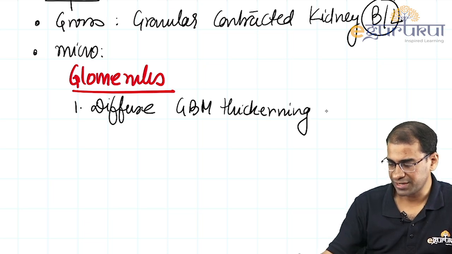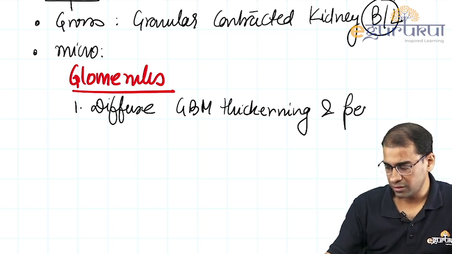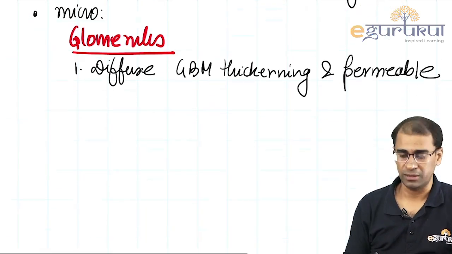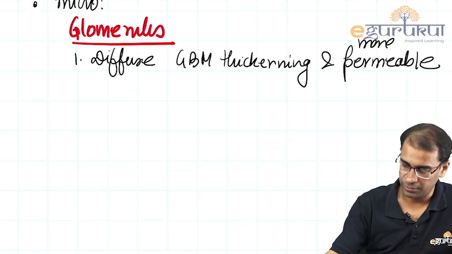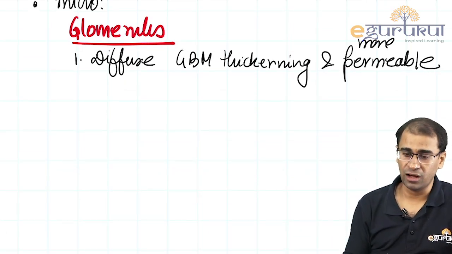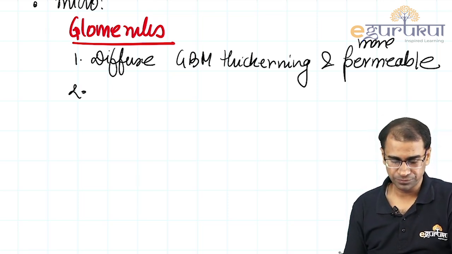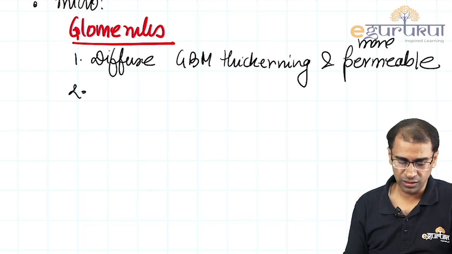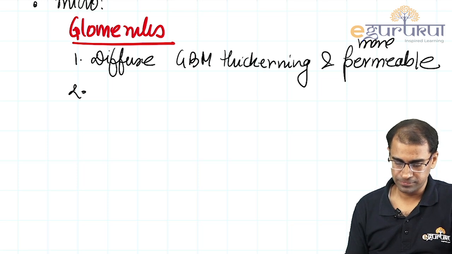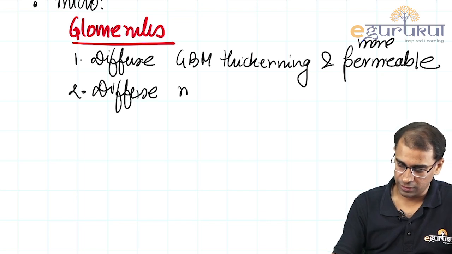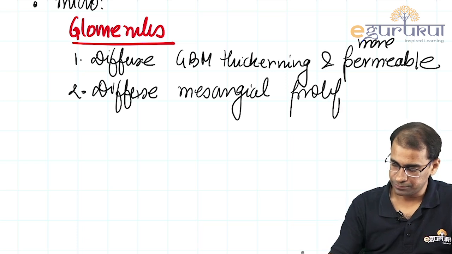Remember, even though it is thickened, it is still damaged and hence becomes more and more permeable. This is the cause of proteinuria occurring in diabetes. Second is diffuse mesangial proliferation.